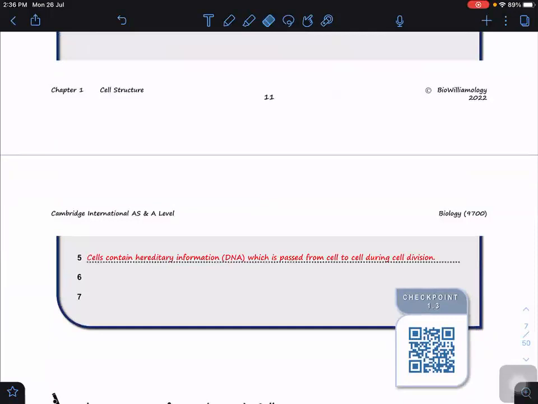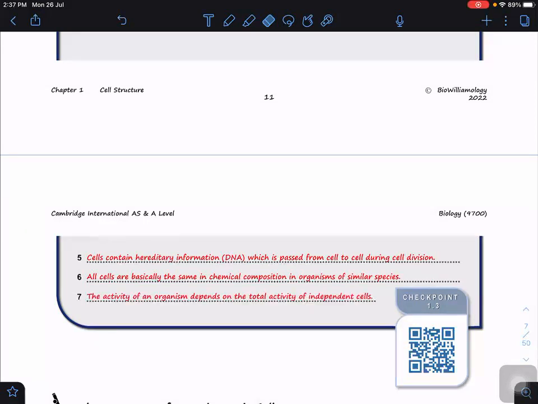So next, cells contain the hereditary information, the DNA, thanks to these two persons, Watson and Crick. Watson and Crick were the two persons that discovered the structure of the DNA. And we do know that this DNA is the hereditary information that passes from one cell to another during cell division. And number six, all cells basically have the same chemical composition in organisms of a similar species. So that's why we know that similar species, like human and tiger, consist of almost the same chemical compositions. And the last one, the activity of an organism depends on the total activity of independent cells.